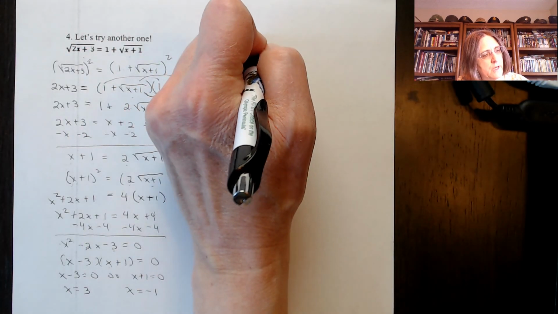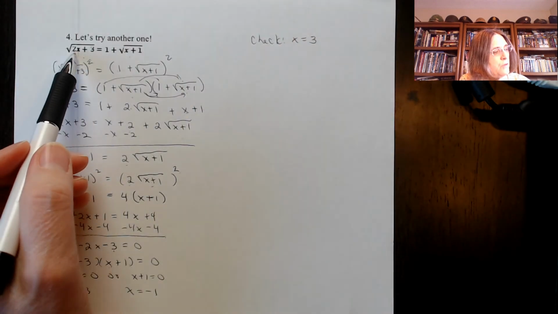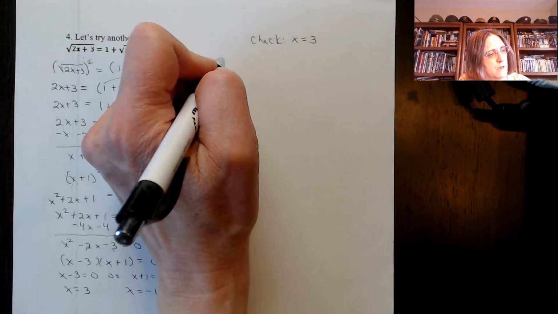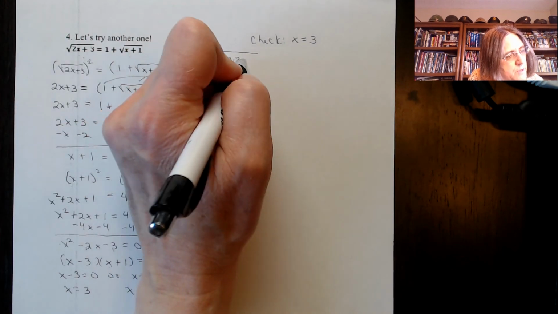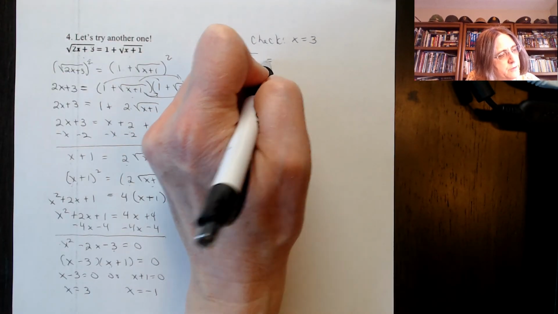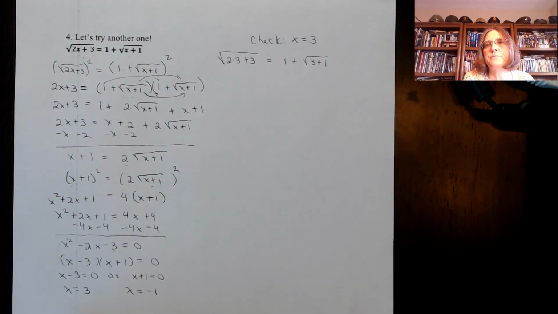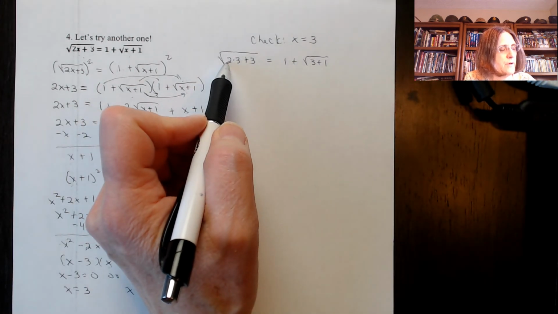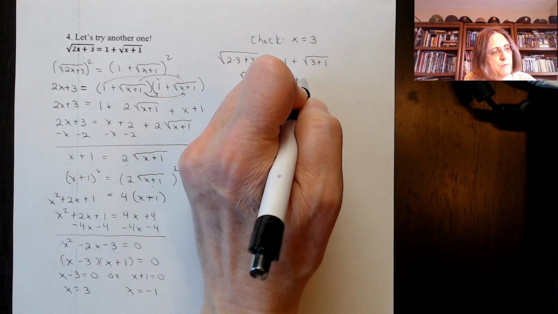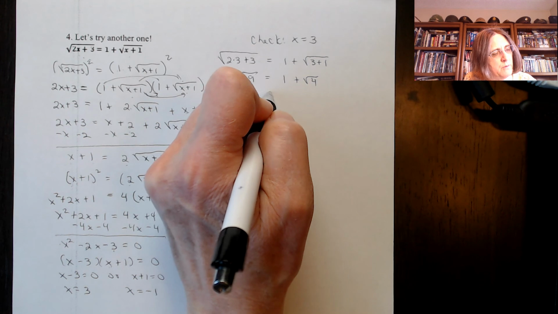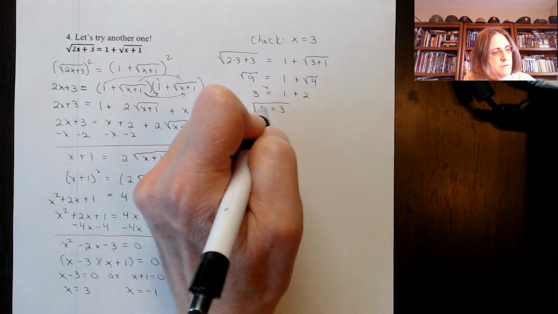So let's go back for our check. Let's check x equals 3 first. Substituting 3 in for x in the original equation, we have the square root of 2 times 3 plus 3 equal to 1 plus the square root of 3 plus 1. On the left side, we have 2 times 3 is 6, plus 3 is 9, so we have the square root of 9. On the right, we have 1 plus the square root of 4. So we get 3 equals 1 plus 2, and that checks. x equals 3 is a solution.